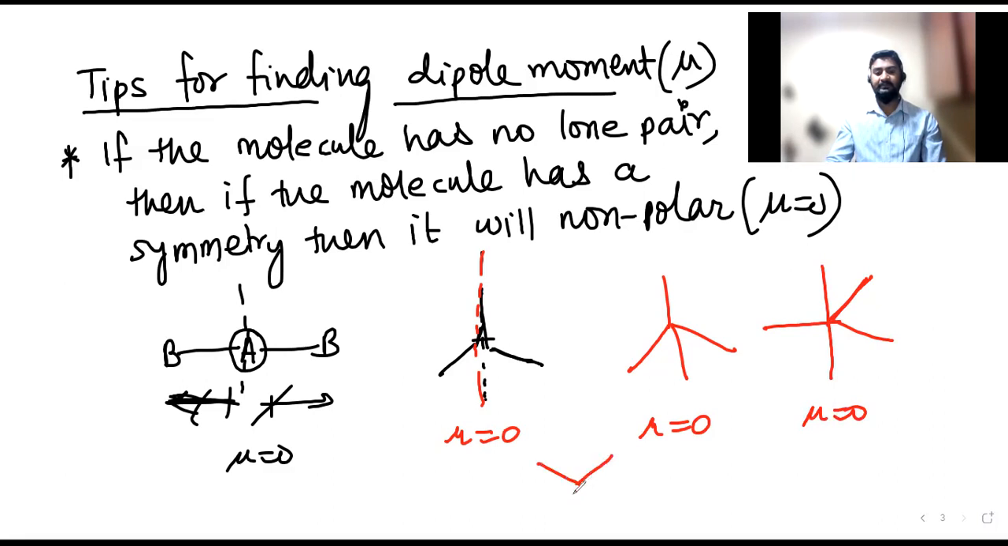Even if I have this last geometry, even then it will be symmetrical because I can literally cut it from here. See, symmetrical. So even this is symmetrical. So if you have any of these kinds, it will be symmetrical.